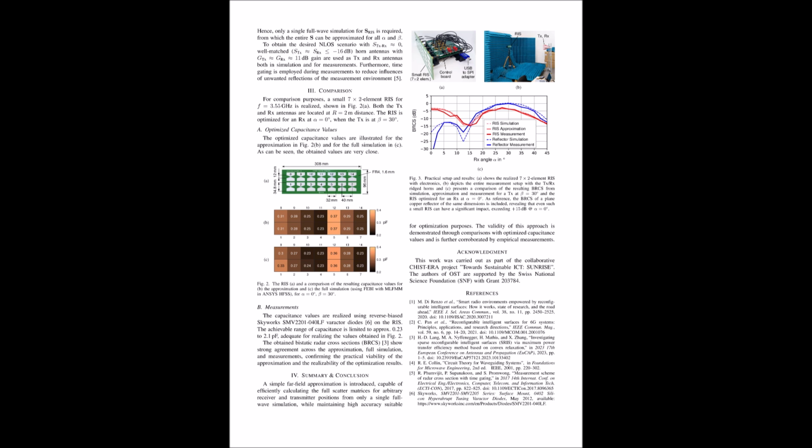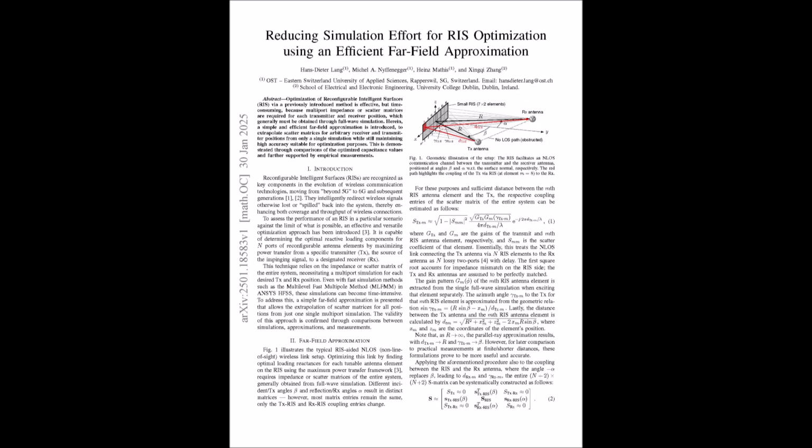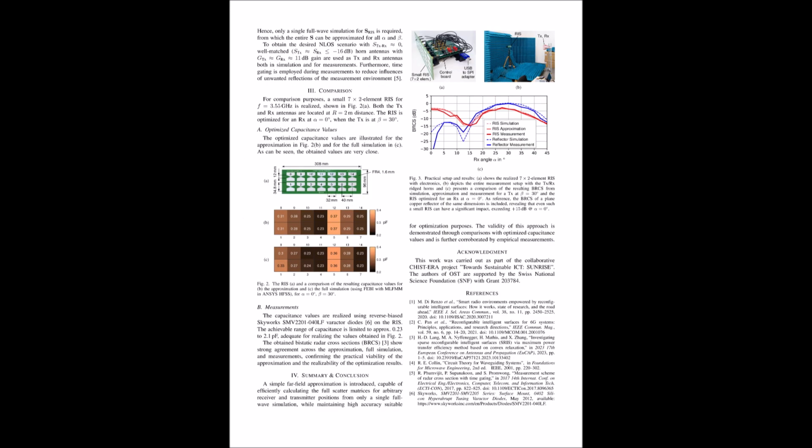And how much of an improvement are we talking about here? Well, even this small 7x2 element RIS achieved a significant gain, exceeding plus 15 dB at the target receiver angle. Plus 15 dB, that's huge. It really highlights the potential of this technology even at a small scale. Wow, this is all so fascinating.